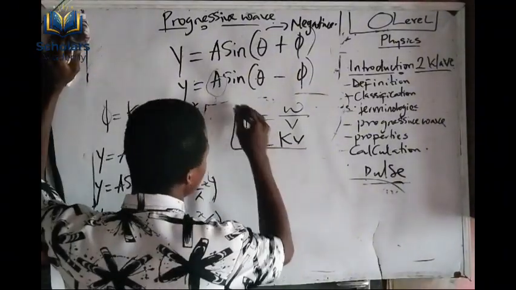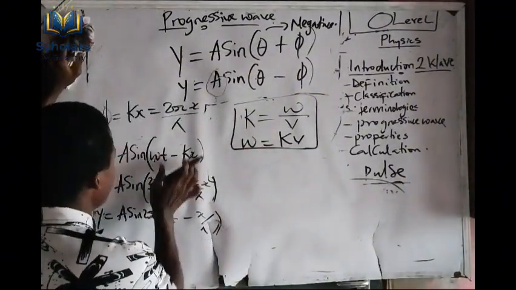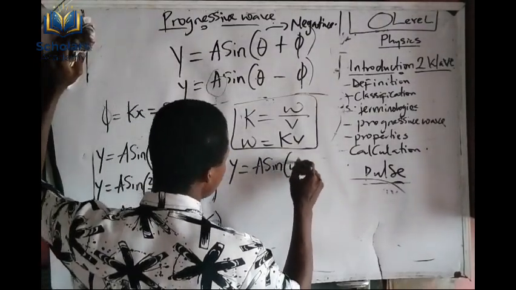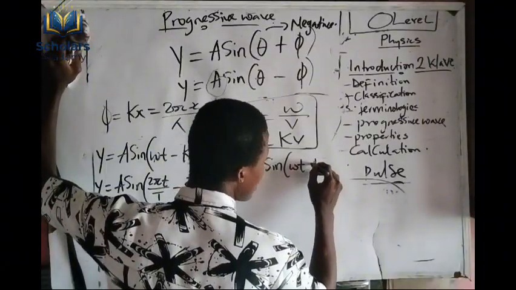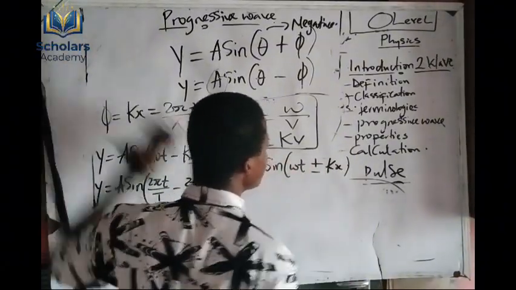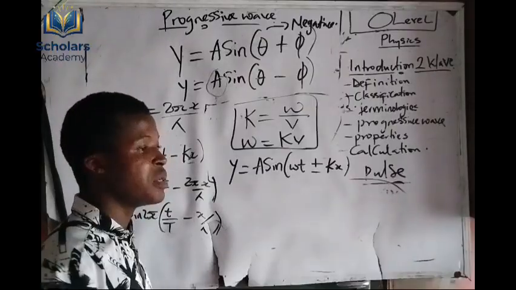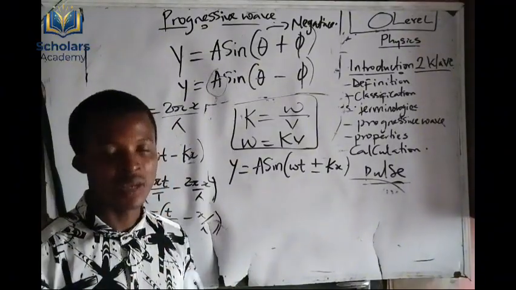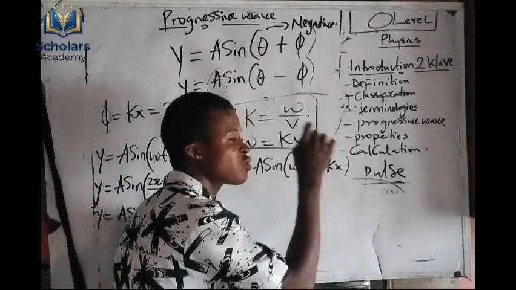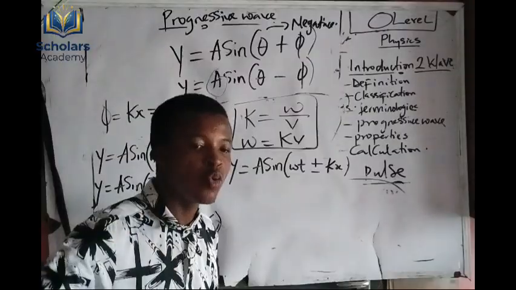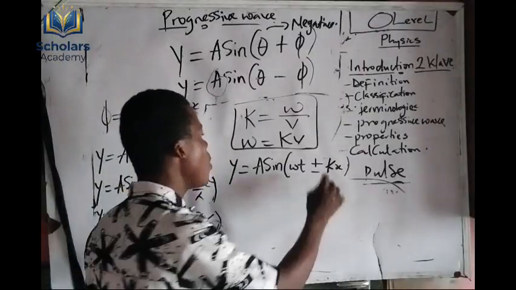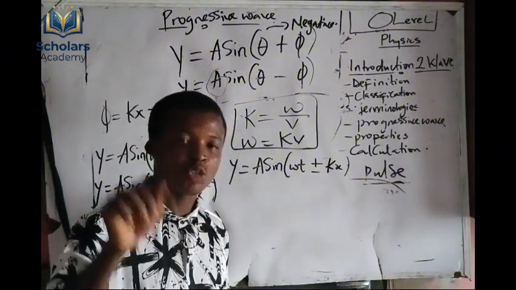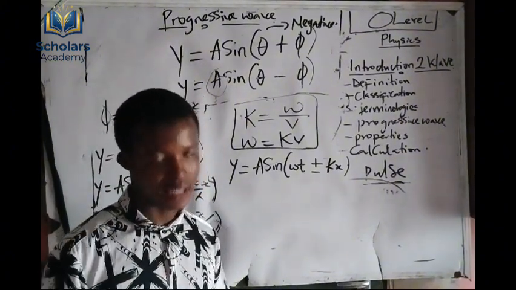Now look at everything that I did. We can also use this to solve some other questions. I will not start from the beginning again. y equals A sine wt plus or minus ks, depending on the direction of the wave. It can be a positive wave, it can be a negative wave, but the most common one is the minus. If the ks is minus, it means the wave is traveling towards the positive x-axis. If it is plus, it means the wave is traveling towards the negative x-axis.